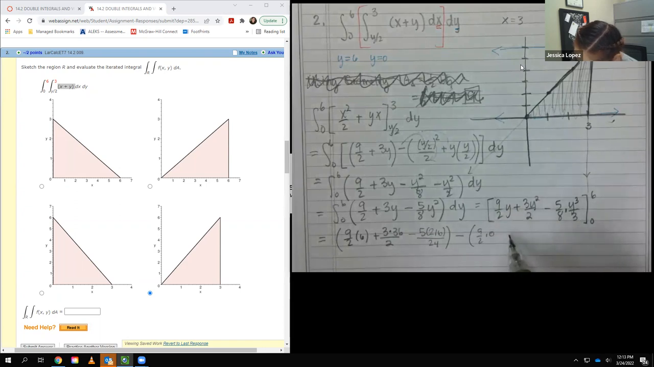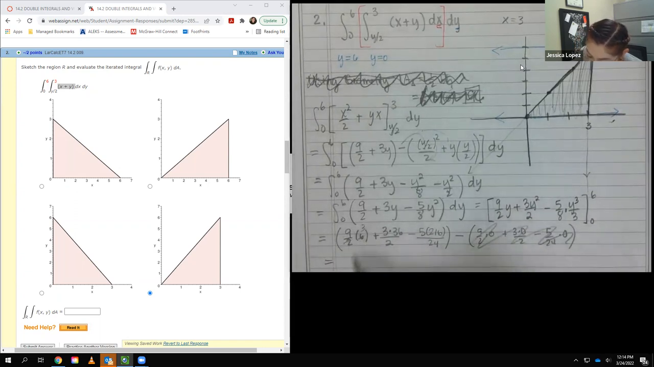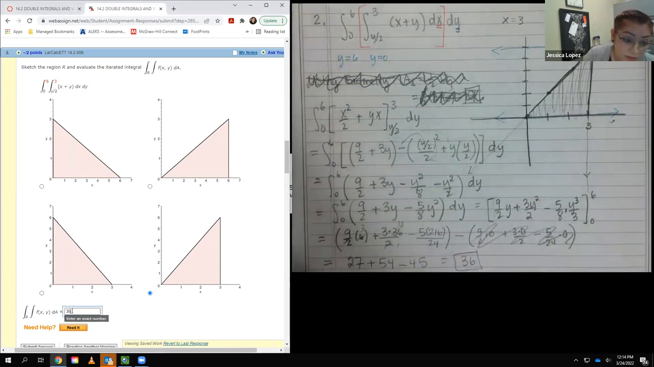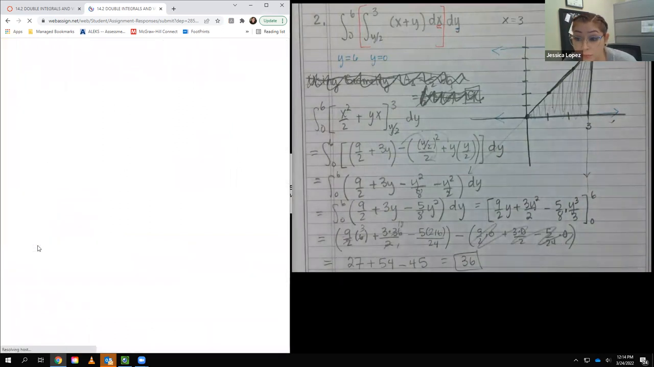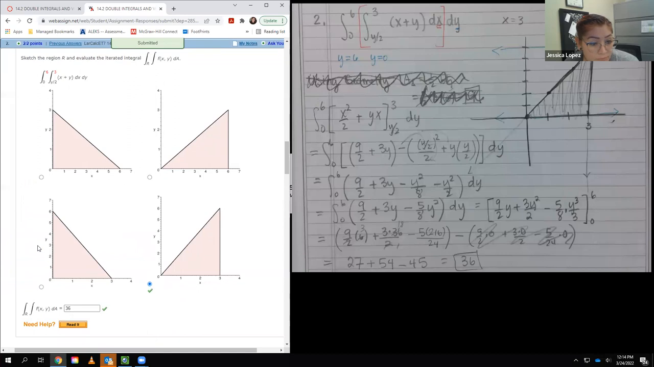Subtract 9 halves times 0 plus 3 times 0 over 2 minus 5 over 24 times 0. It's one big fat 0. So that is 3, which gives me 27. That is 18. 3 times 18. Oops, I hit divide. It is plus 54. And then 5 times 216 divided by 24 is 45. And I get 36. So not the 9 that I would have gotten with the region, right? It was just the area of the region. Then I'd have to multiply by the height, and supposedly the height is 4, and so that's how we get 36 as our volume. Okay, yay.